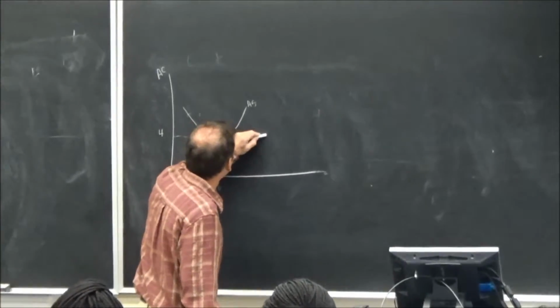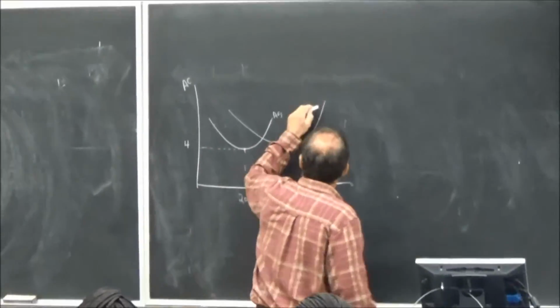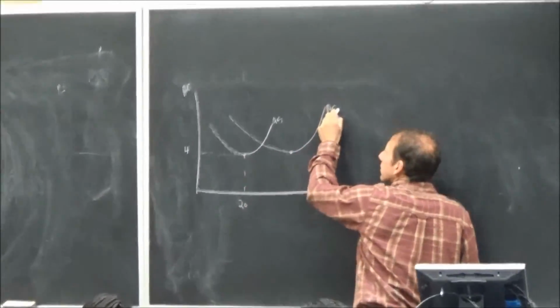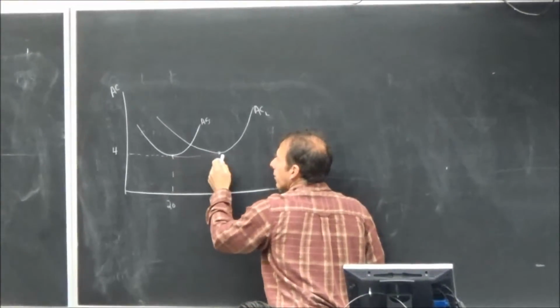So let's say there's a bigger company, I'll say that's a large company, and their average costs are going to be 4 also.